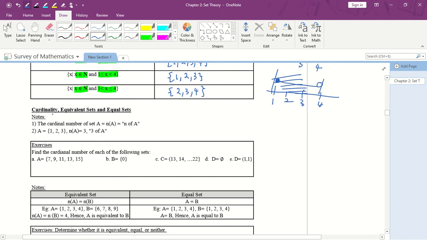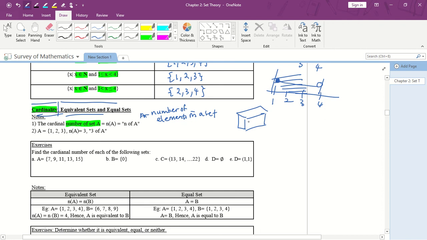It is cardinality, equivalent sets, and equal sets. Okay, basically, we study this together and we study this together. So, what is cardinality? Don't be surprised by the name that's so nice. Cardinality basically just means the number of elements in a set. Okay, let me just write it down. Number of elements in a set. Or basically, I can just say the number of elements in a box.